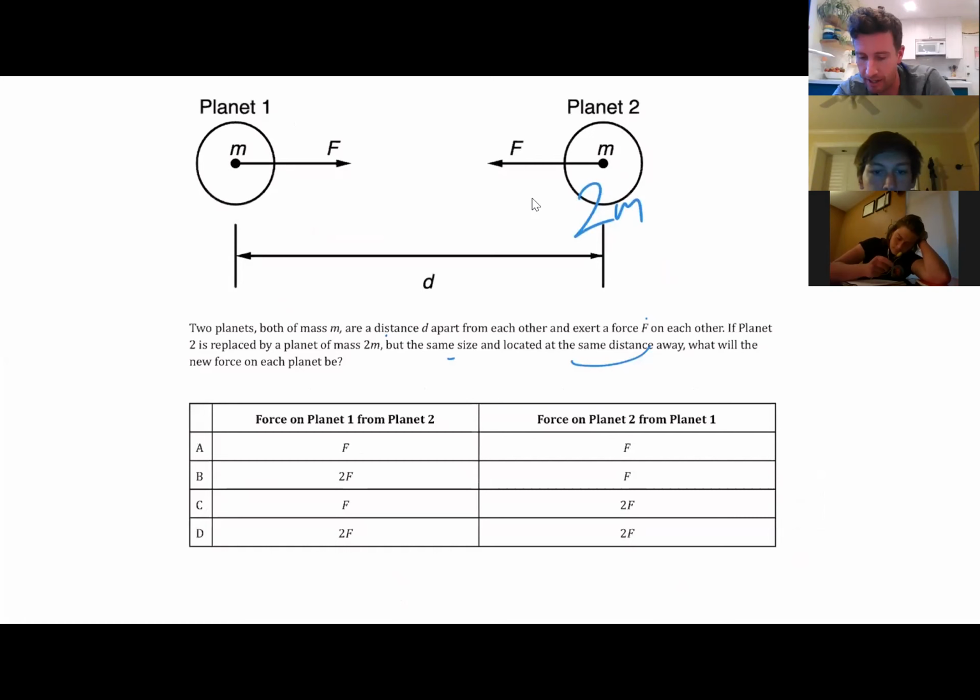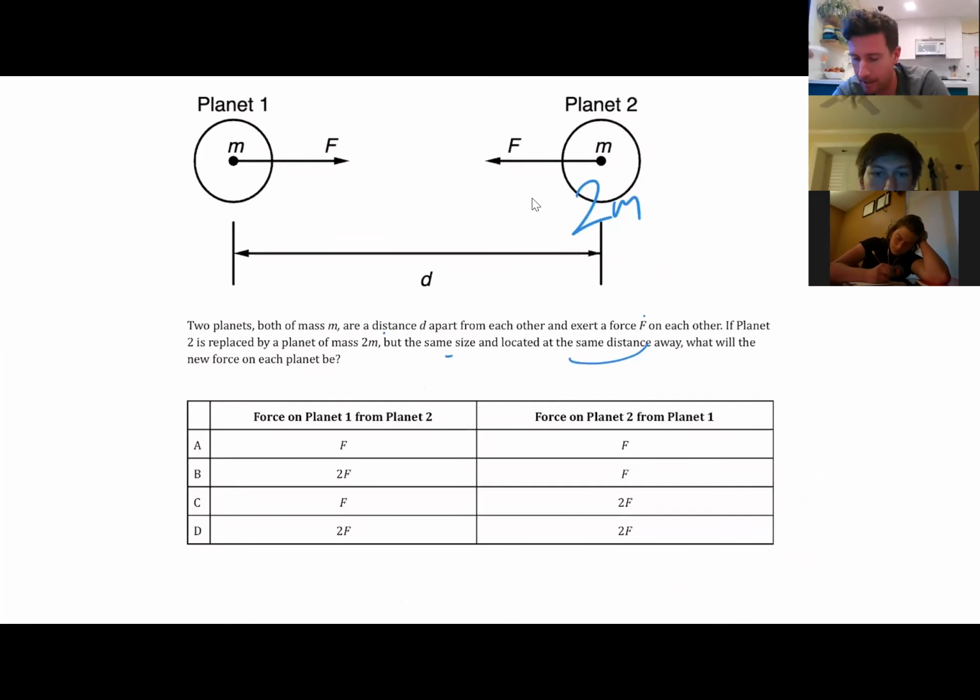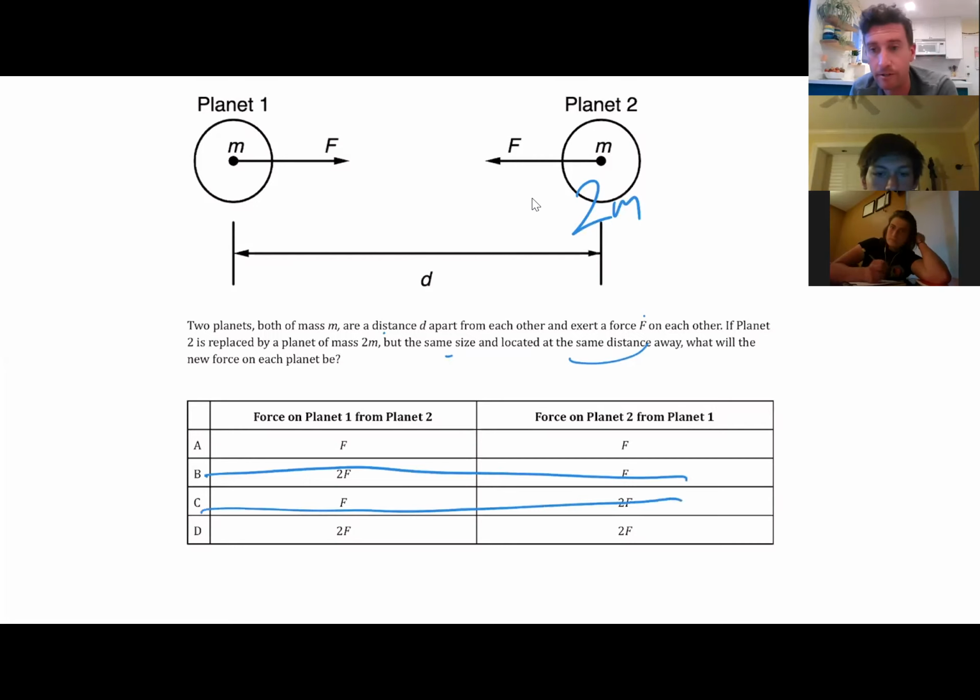So both planets should have the same force on each other. So the force on planet 1 from 2 should be the same as 2 from 1. So B is out because they're different, and C is out because they're different, right? And I can't have the force of 2 objects on each other be different from each other.